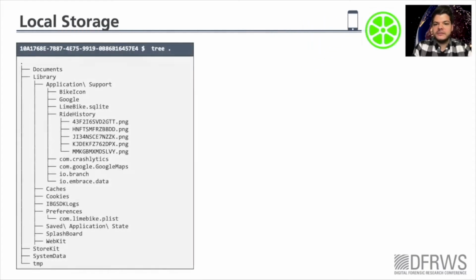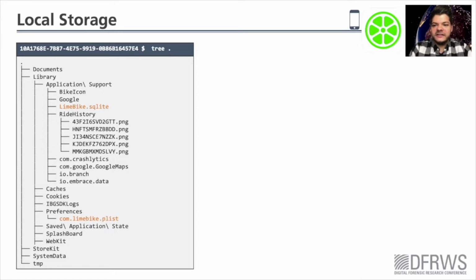And our first example is Lime. So on the left side, you can see the directories Lime has when it is run on an iPhone or an iOS device. And we're not going to focus on caches or cookies because they are basically operating system dependent, but we're going to talk about the app-specific data that we found. That doesn't mean that there is not any information in caches. There probably is, but we did not focus on this this time.